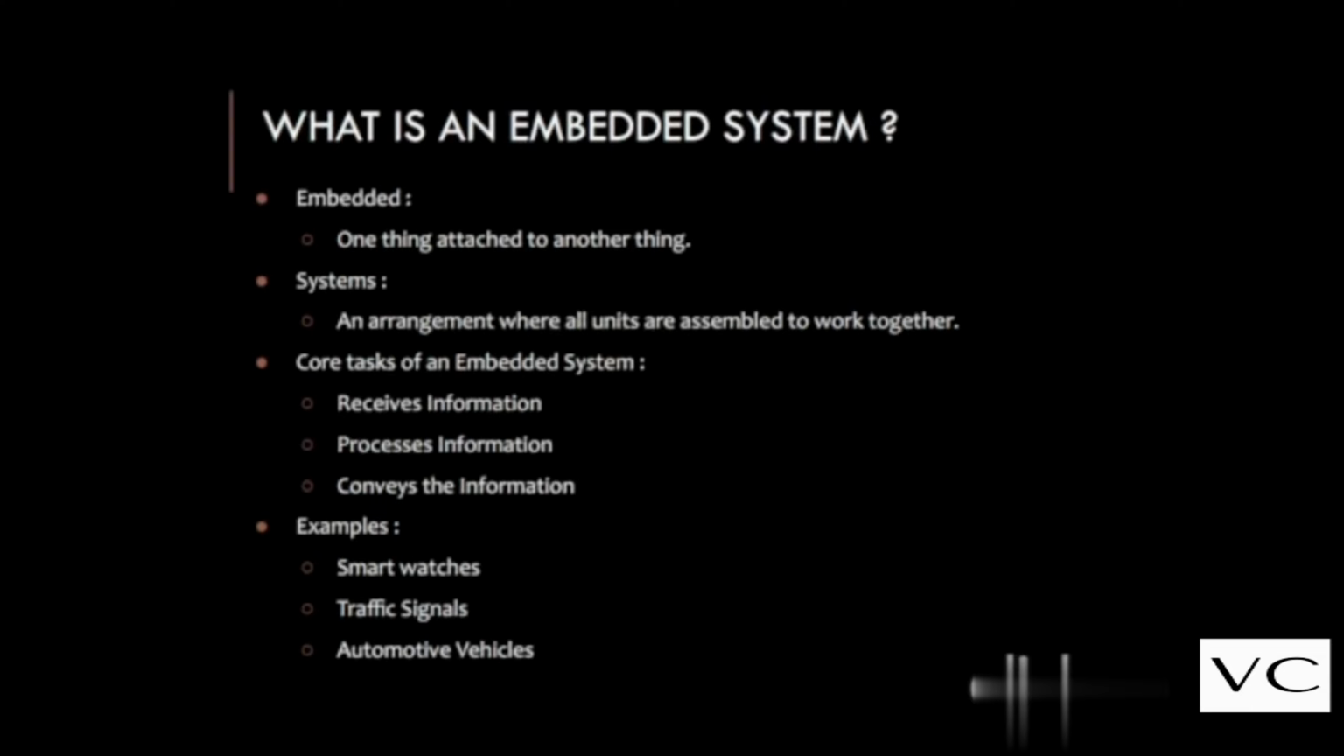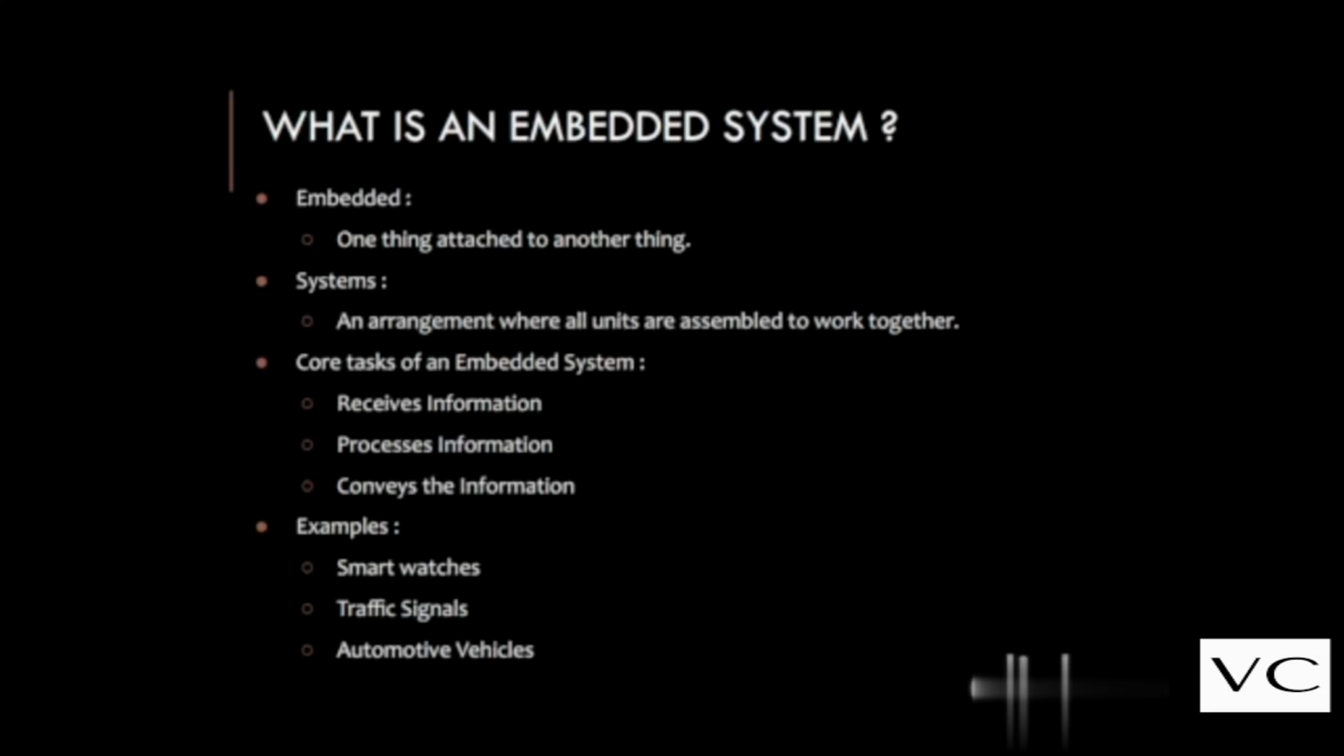Now the first question that comes to our mind is: what is an embedded system? To understand that, let's first divide this whole word into fractions. What is embedded first? One thing which is attached to another thing is called embedded. So here, what are the things? These things are nothing but the hardware and the software. So we can think of an embedded system as software which is embedded within the hardware, right?